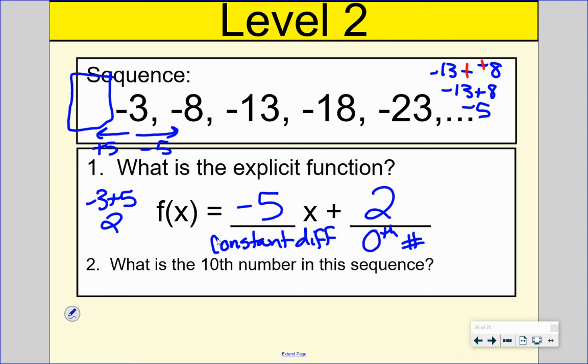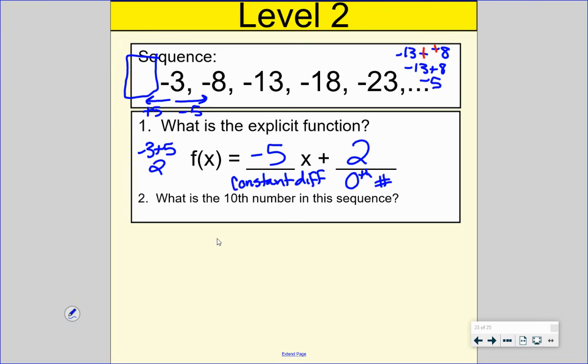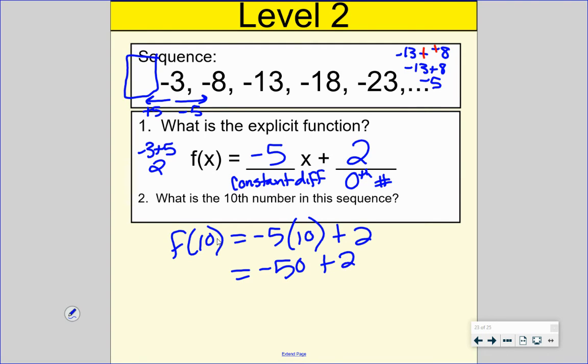It's not part of the sequence, so I'm not going to write it up there as part of the sequence, but we do know it would be that 0th number, the number before the sequence. So what is the 10th number in the sequence? We're going to plug that into our x, the 10th number. The x is our domain. Those are our counting numbers, and we want to know the 10th one. So we have -5 times 10 is -50 plus 2, and our 10th number is going to be -48.